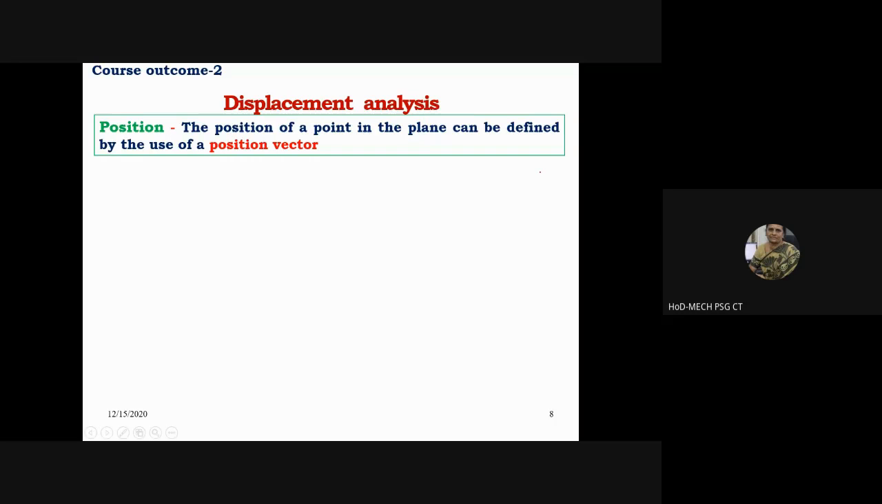If you have a point, in order to specify the position of the point, we adopt a coordinate system, a planar or a spatial coordinate system like this. With the origin, we relate this point P by its distance from the origin along the x-axis and along the y direction, and that we specify as the position of a point in a plane. Now, when it comes to analysis, we make use of what is called the position vector.